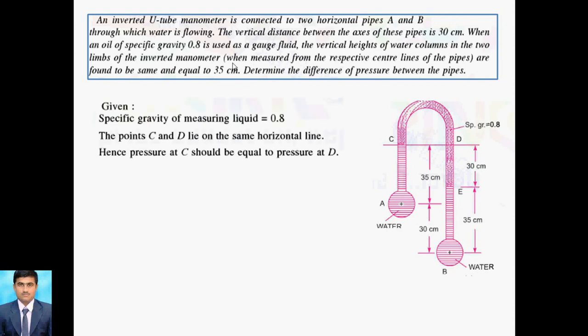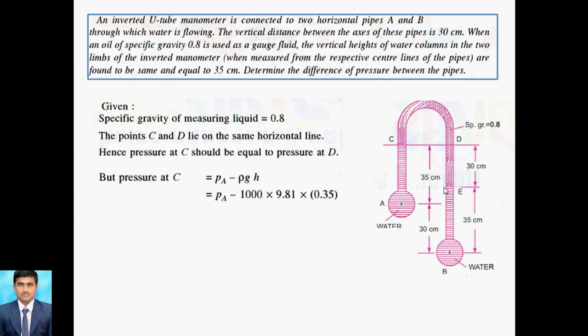Okay, so the given data is 0.8 for the manometric fluid, so 0.8 into 1000, that is 800. Points C and D lie on the same horizontal line. So the pressure at C should be equal to the pressure at D. How do we find the pressure at C? PA, that means the left limb, PA minus this height, that's why rho G HA. Rho is 1000, G is 9.81 and H is the height, 35 centimeters, so we can take it as 0.35.